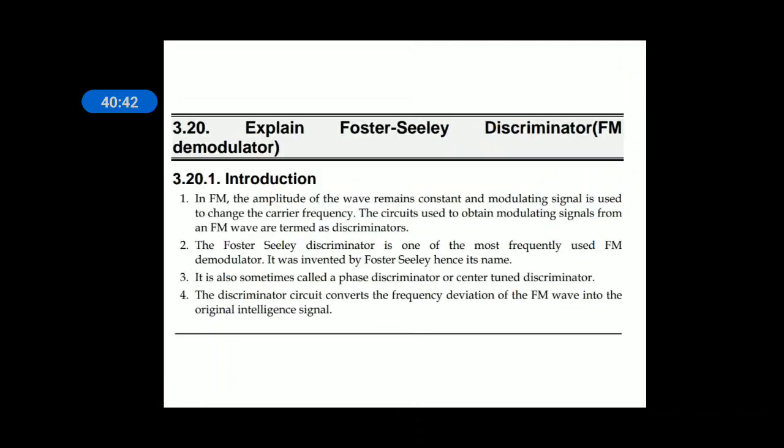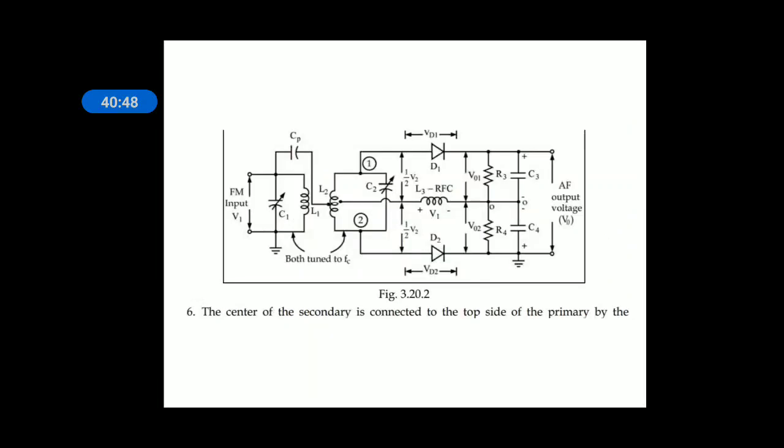And this is the Foster-Seeley discriminator. In the Foster-Seeley discriminator, the demodulation is done in two stages. One is the tuned center tapped transformer, and another is the diode detectors. The tuned center tapped transformer converts your FM signal into an AM signal, whereas two diode detectors convert your AM signal into the modulating signal or baseband signal.